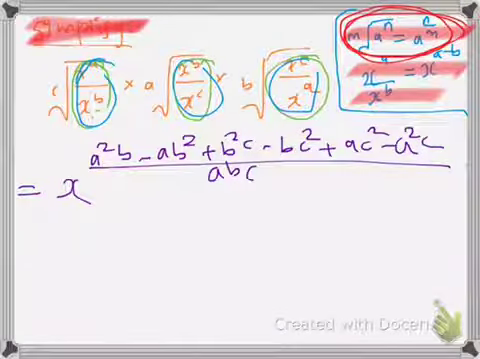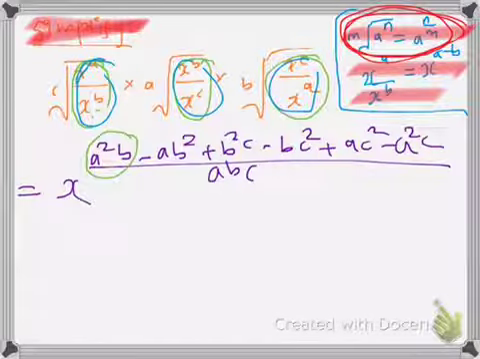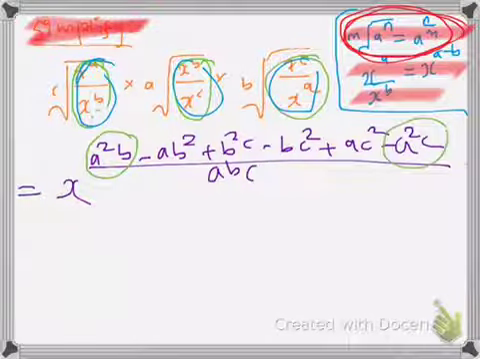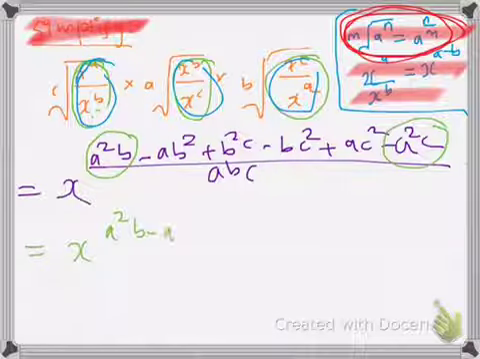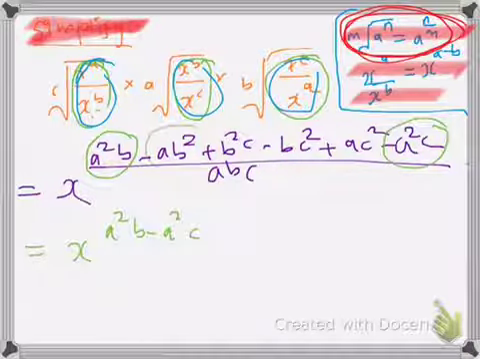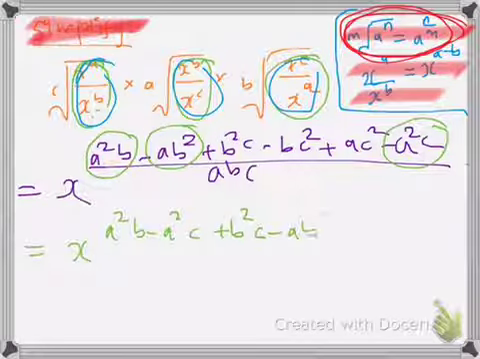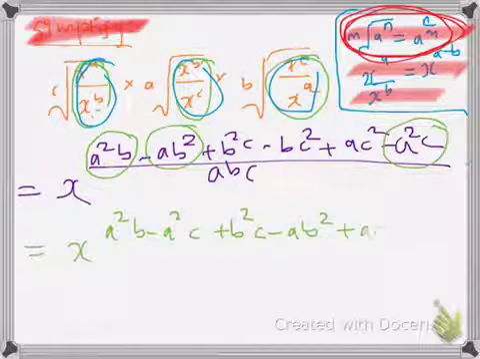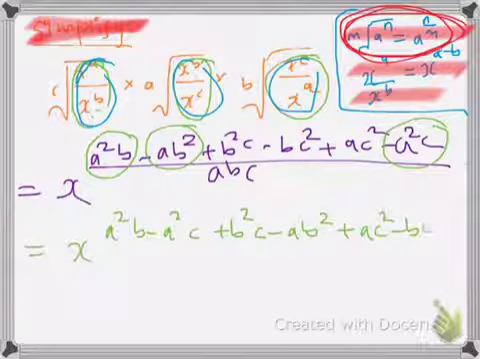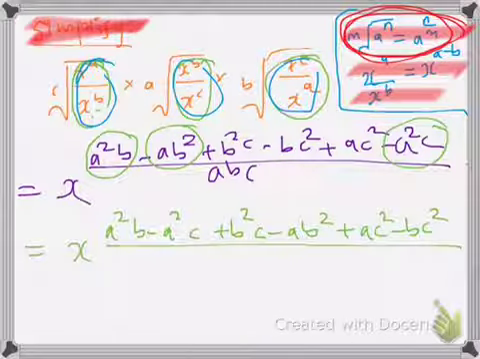Now let us look for another term having a squared, so it's over here, so we can write a squared b minus a squared c. Let us look for another term having b squared, so it's positive b squared c minus a b squared, and similarly we can write this for the numerator.